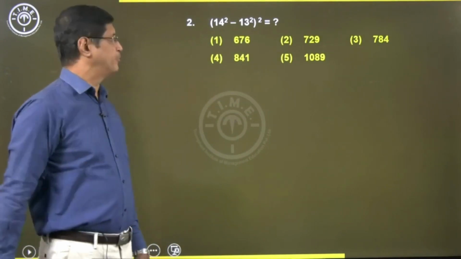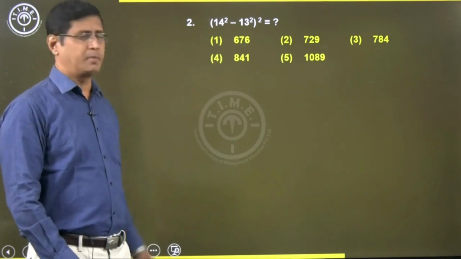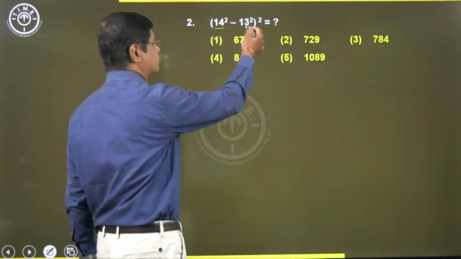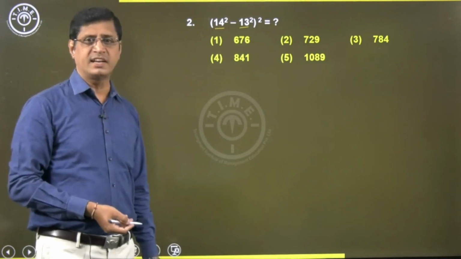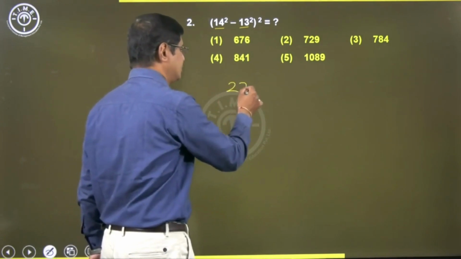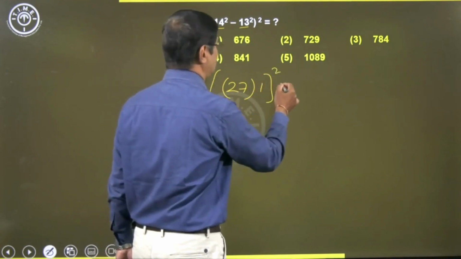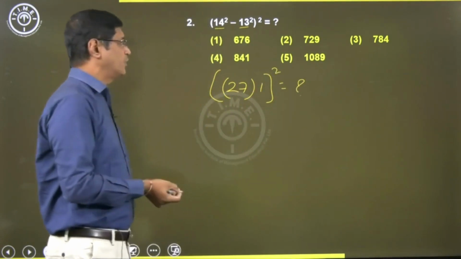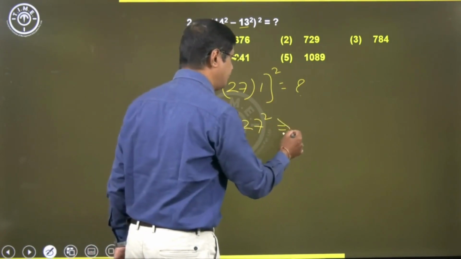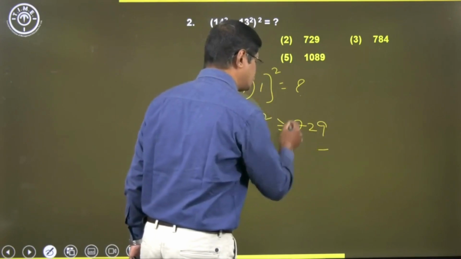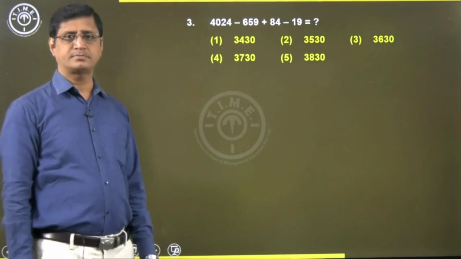Now look at the second example. 14 square minus 13 square means a square minus b square. A square minus b square means a plus b into a minus b. A plus b, 14 plus 13, that is 27, into a minus b, that is 1, whole square, is equal to question mark. So what is the value of 27 square? 27 square is equal to 729. The right choice is option 2. Second choice is the correct answer.